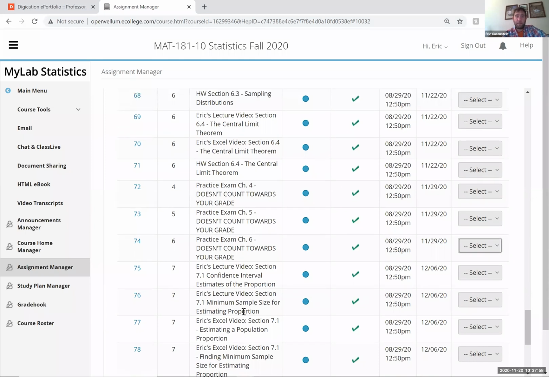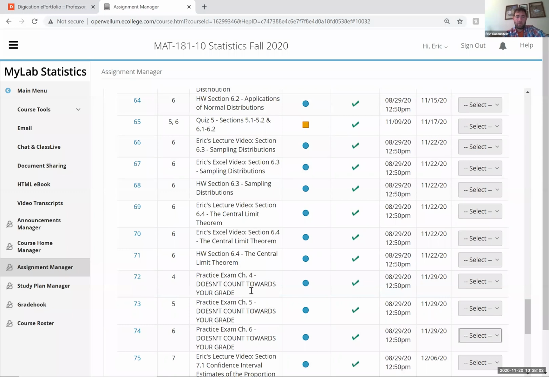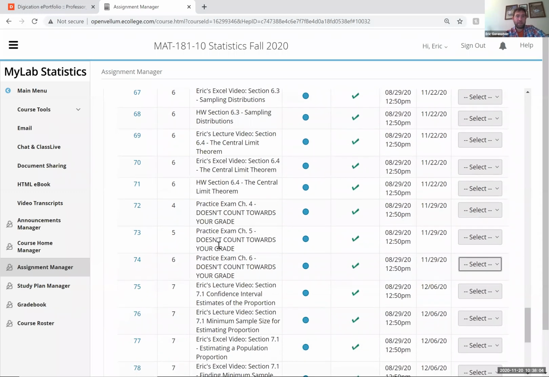So just like for the first test on MyMathLab, right here, you have 3 practice exams, 1 for each chapter. You don't have to do every problem on every exam, but the more you do, the better.